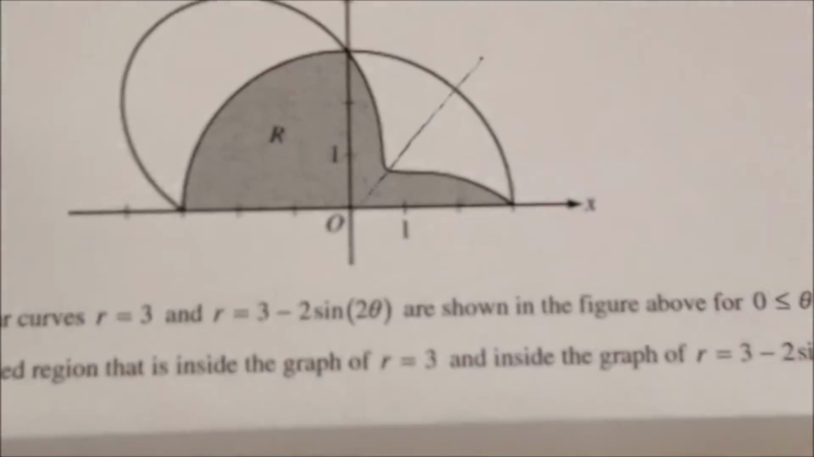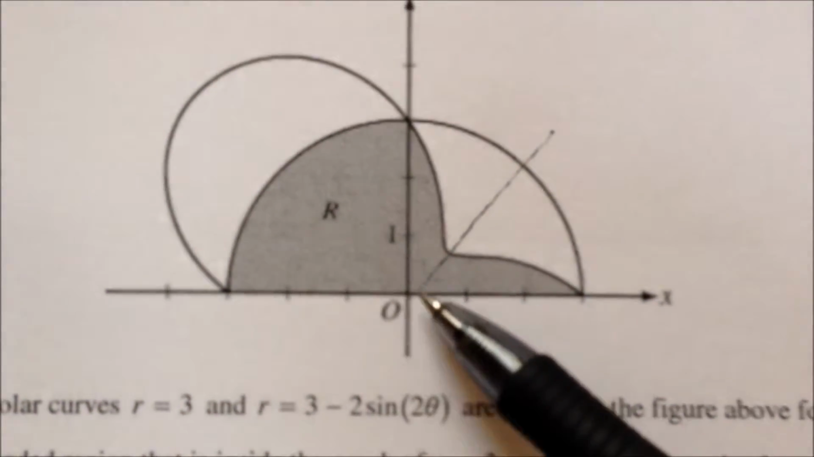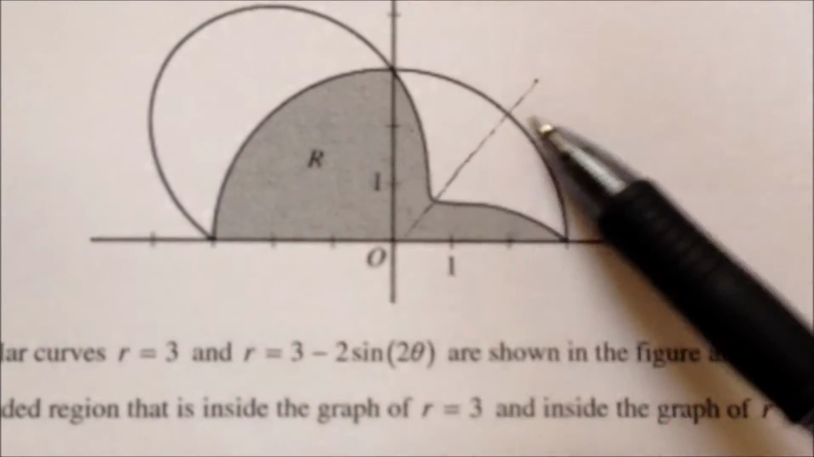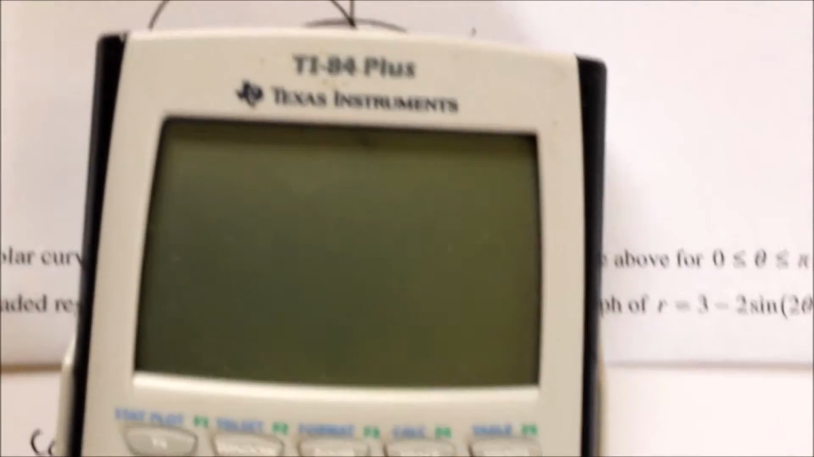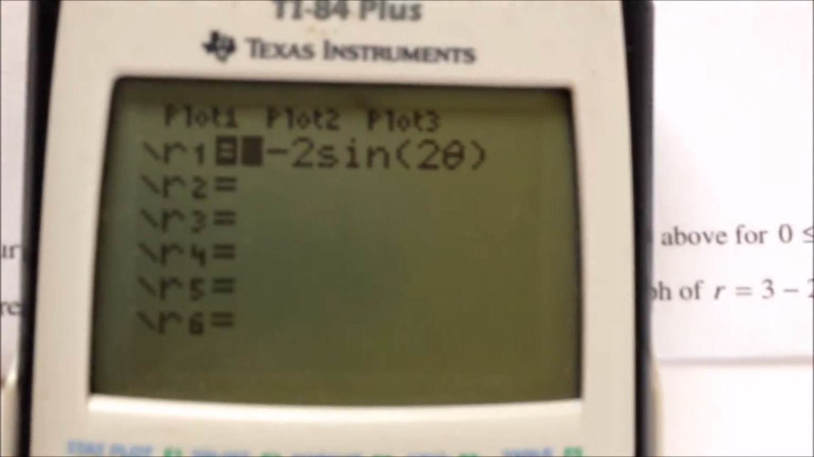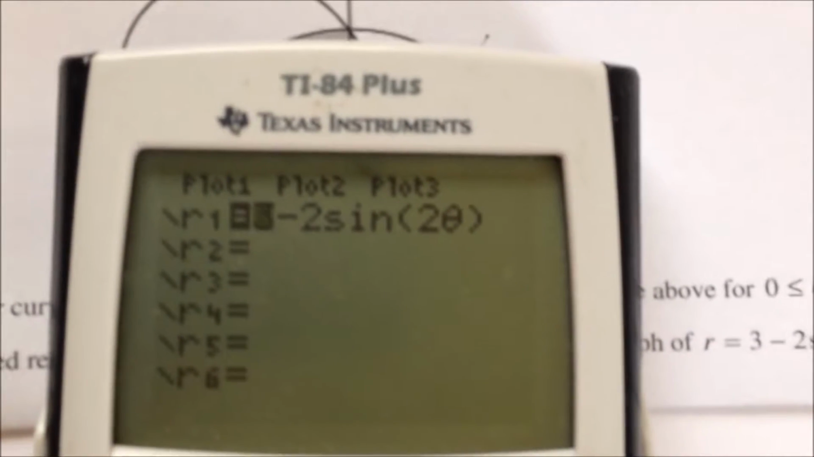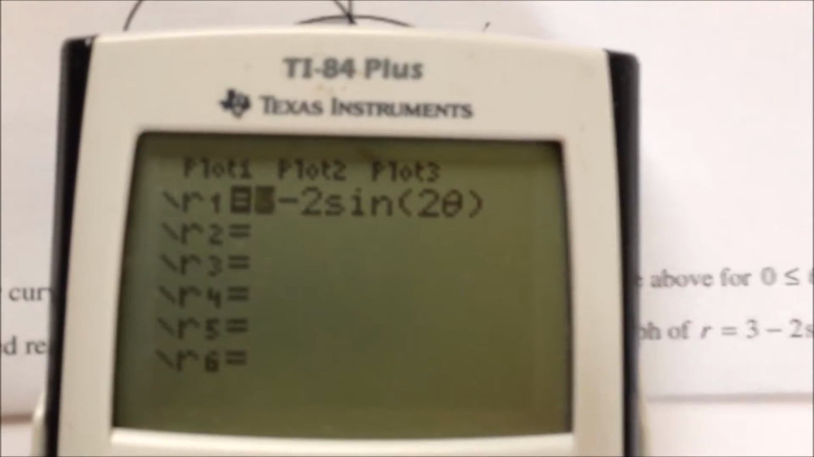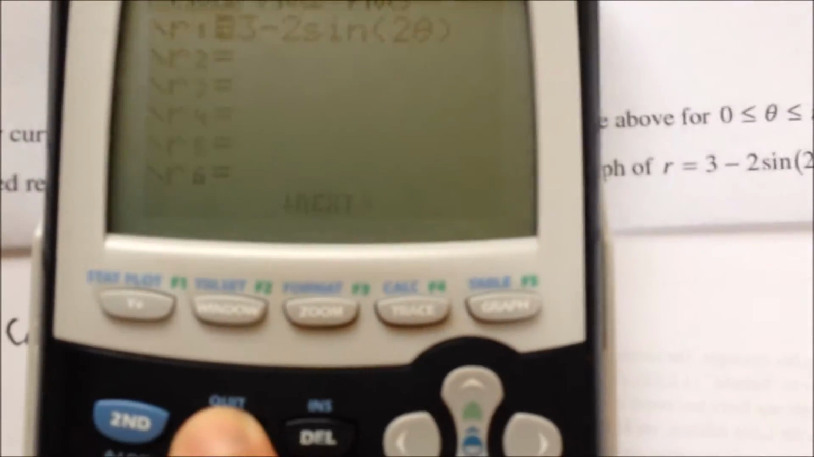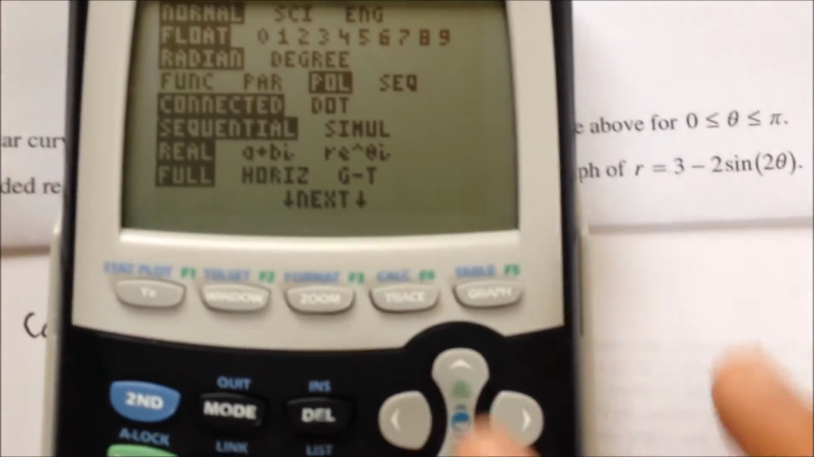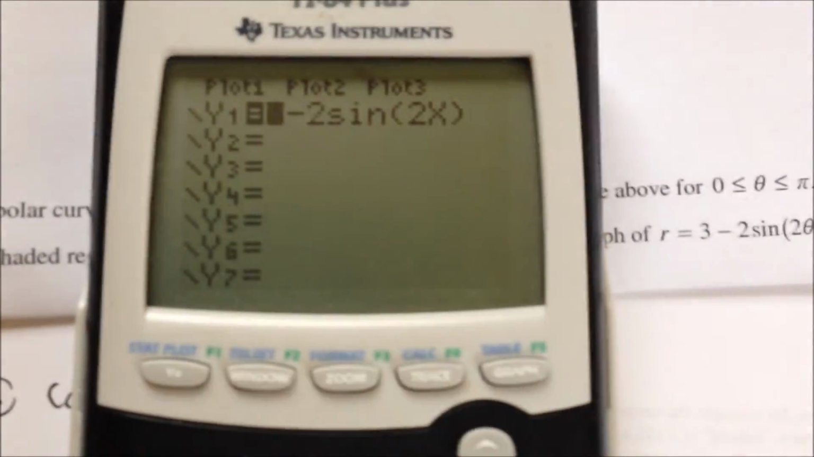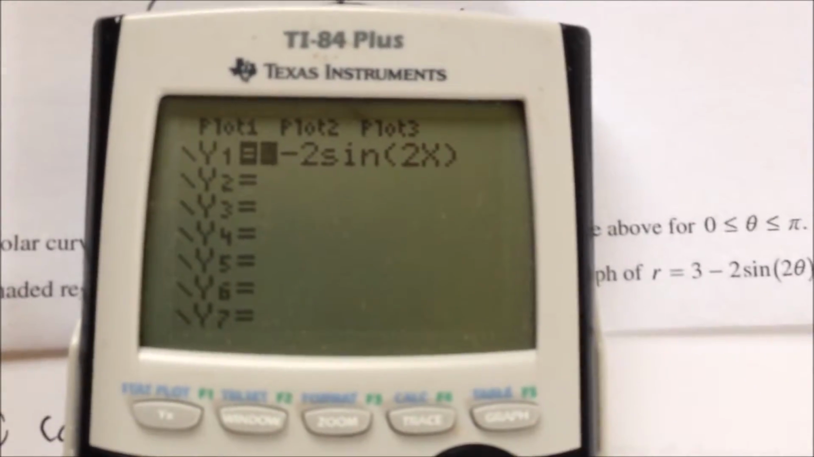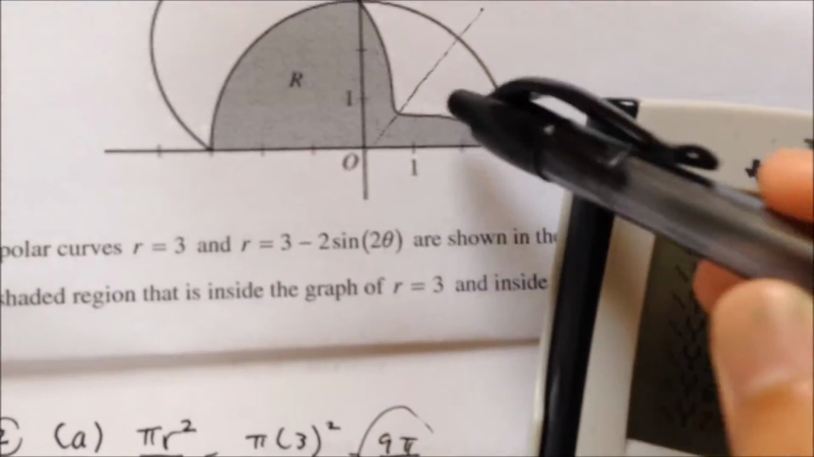So let's say you weren't convinced that this is pi over 4 because you didn't see it or just want to be definitely sure, then you can use your graphing calculator to find that out. So I'm going to graph the curve r equals 3 minus 2 sine 2 theta, but not using polar. Instead, I'm going to switch it to function. This is because they already give you the polar curve, and I want to be able to calculate when theta is equal to this part right here.